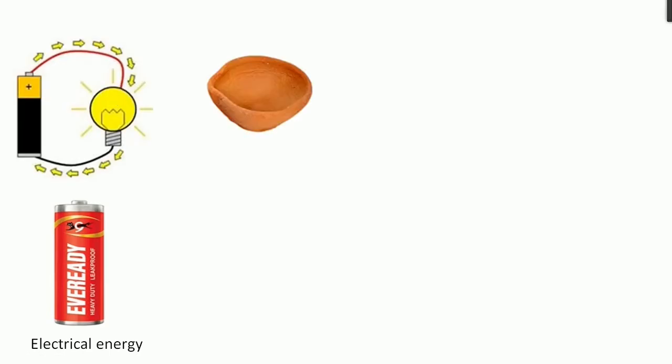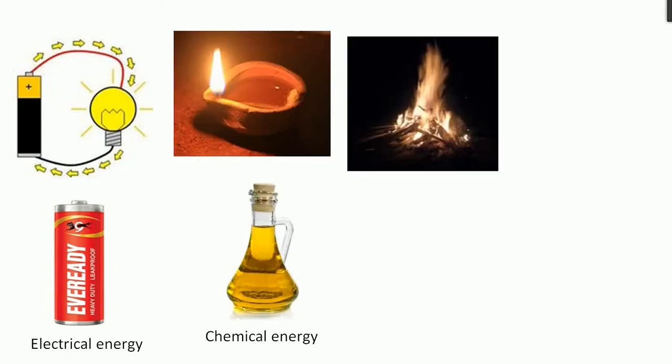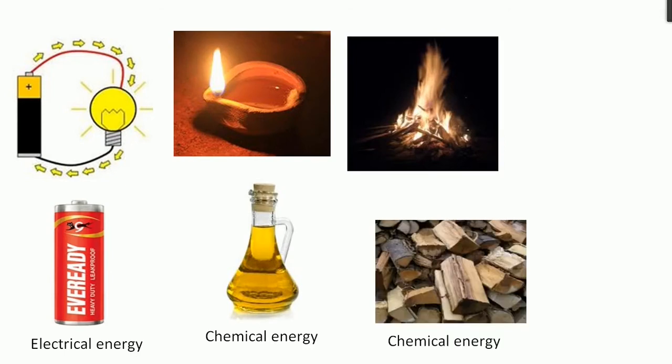To understand the definition of light, let us take some examples of sources of light. One example is a bulb. In order to switch on the bulb we need a cell, and a cell is a form of chemical energy. A lamp is also a source of light, and to light a lamp we need oil, that is chemical energy. And we get light from fire also. To produce fire we need firewood, and that is also a chemical form of energy.